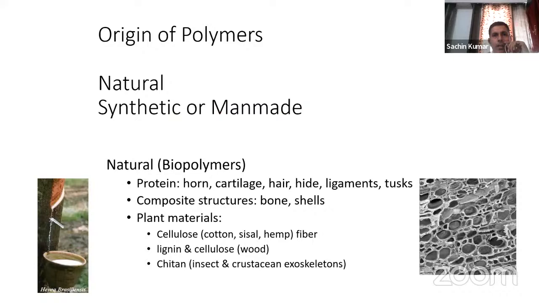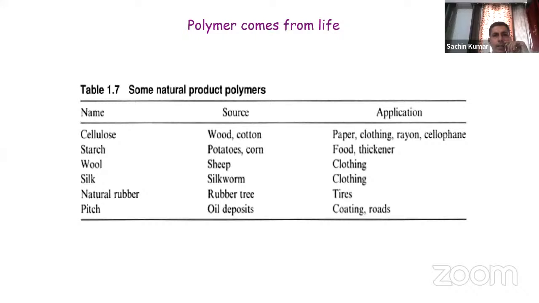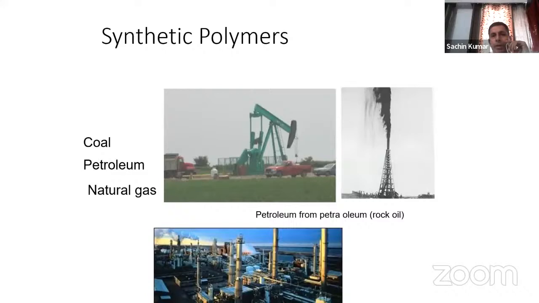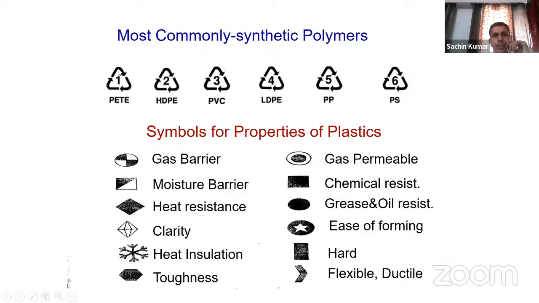Now the classification of polymers on the basis of origin: either they are natural or they are synthetic, or man-made. Natural polymers like proteins and plant materials like cellulose, lignin and chitin. So these are the polymers which come from life, or you can say natural, like wood, cotton, potatoes, sheep, silkworm, rubber, and oil deposits. These are the natural products. Then synthetic, which we derive from coal, petroleum, and natural gas. Some examples are polyester, high density polythene, polyvinyl chloride, low density polythene, polystyrene. Their recycling symbols are also mentioned so that we can recycle these materials easily.